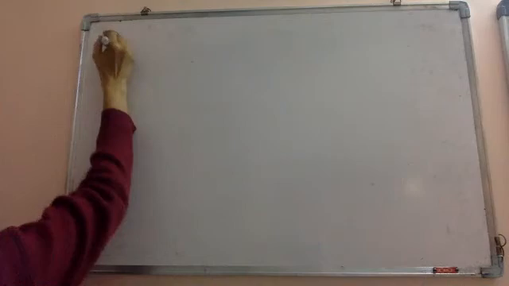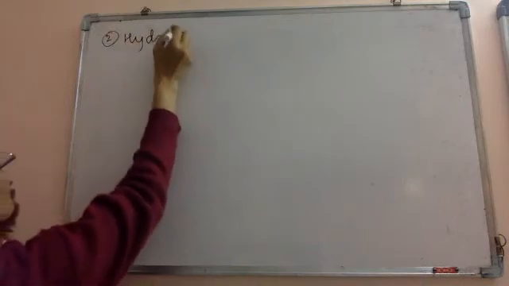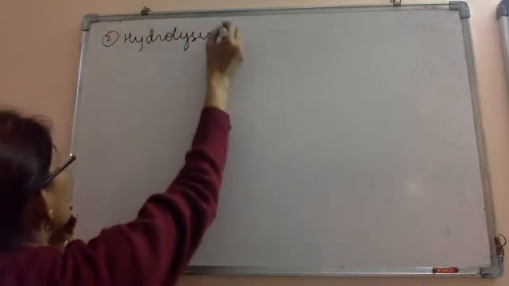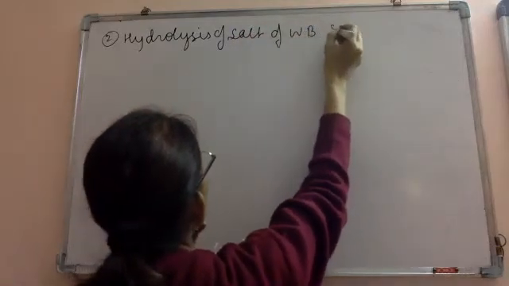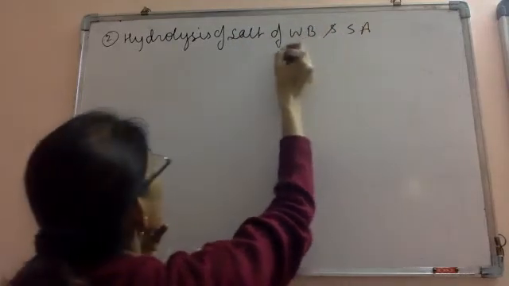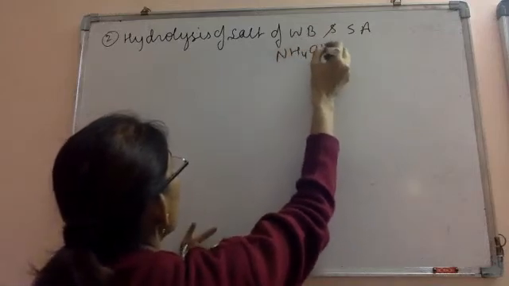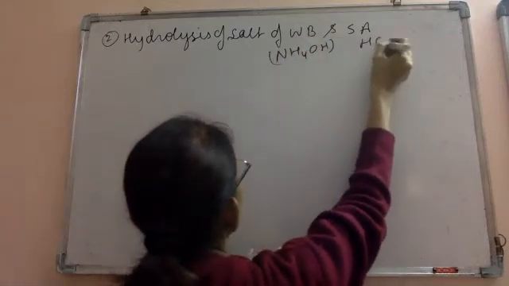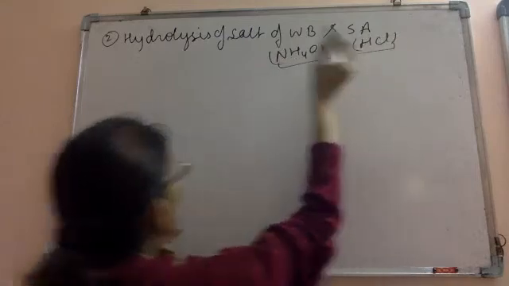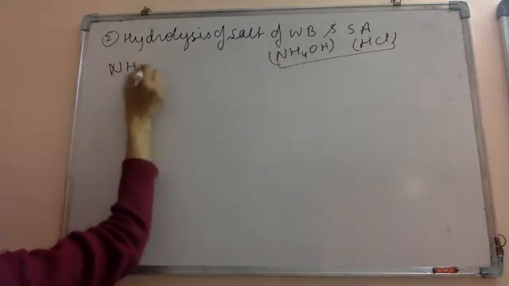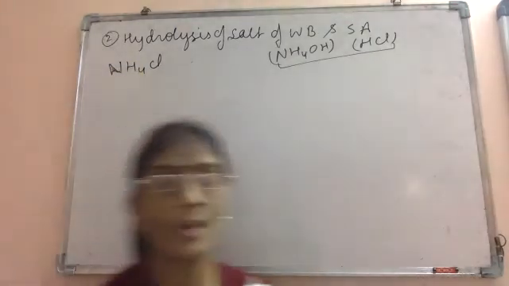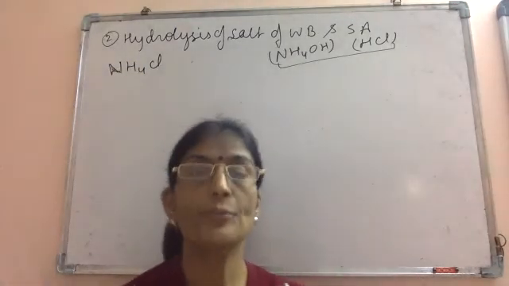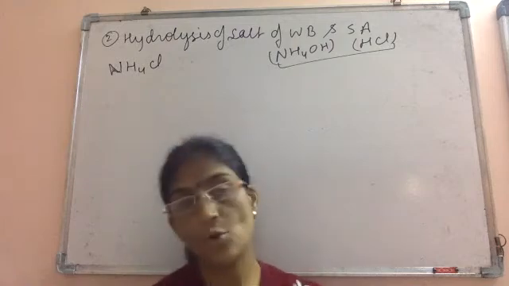Second is hydrolysis of salt of weak base and strong acid. Weak base ले रहे हैं NH4OH और strong acid HCl. What is salt produced by them? NH4Cl. So we are talking about hydrolysis of NH4Cl, ammonium chloride. Ammonium chloride is a salt of weak base and strong acid.